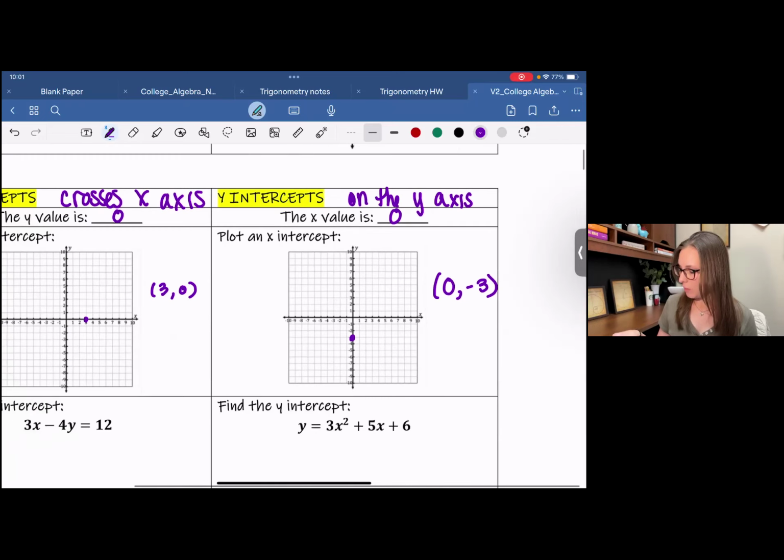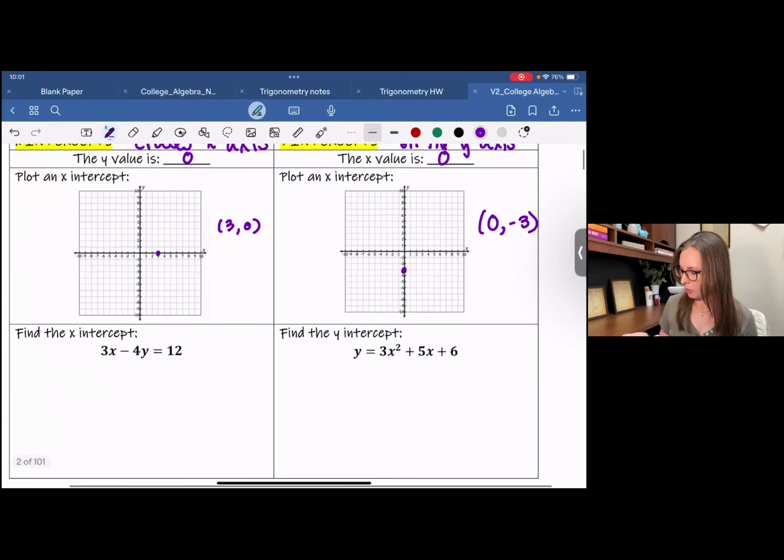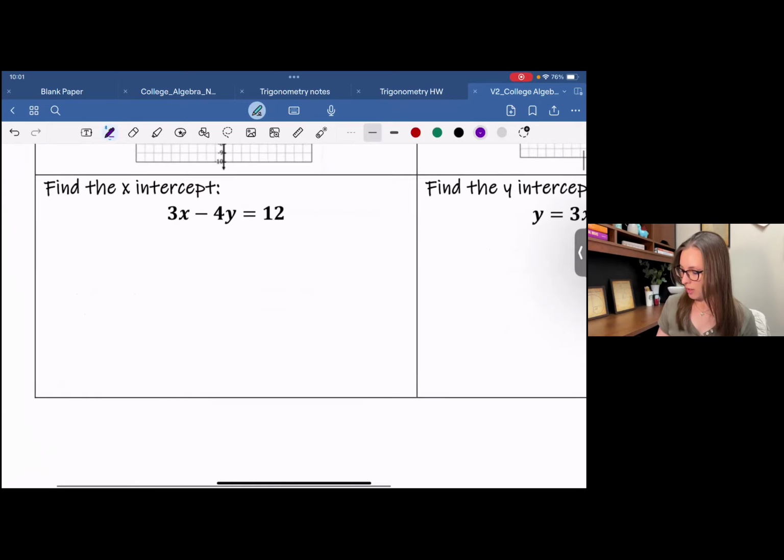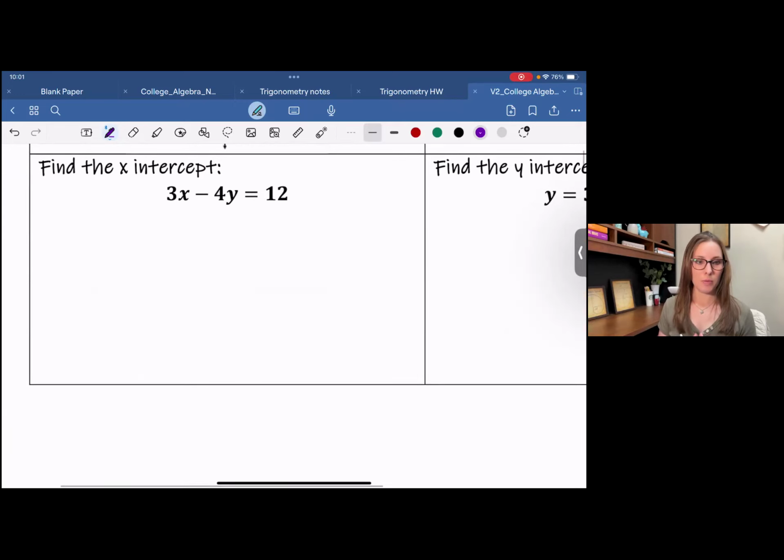And then as we apply this a little bit, if we're looking for the x-intercept, if we're given an equation and we're asked to find the x-intercept, then what you want to first do is write down what you know. What do you know about an x-intercept? For something to be an x-intercept, the y value is 0. So that means that whatever the x-intercept value is, the y value had to be 0. So I'm going to plug that in for y.